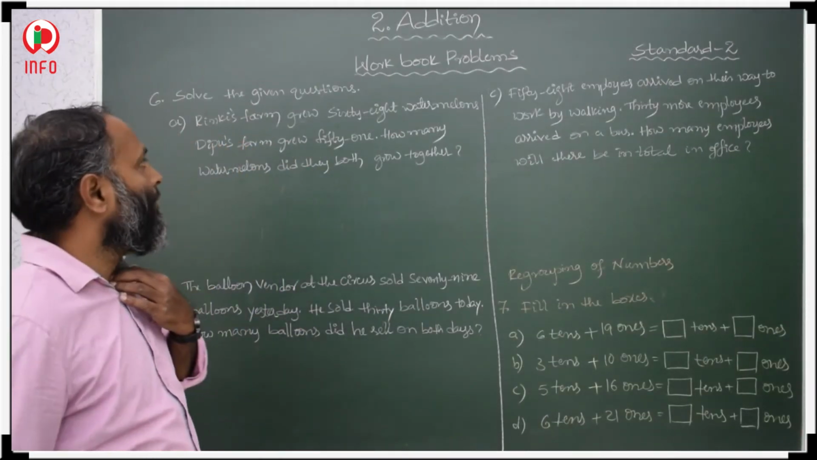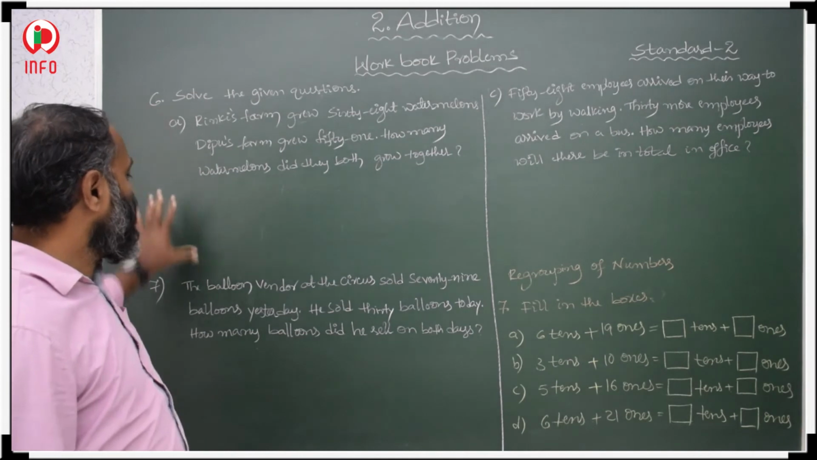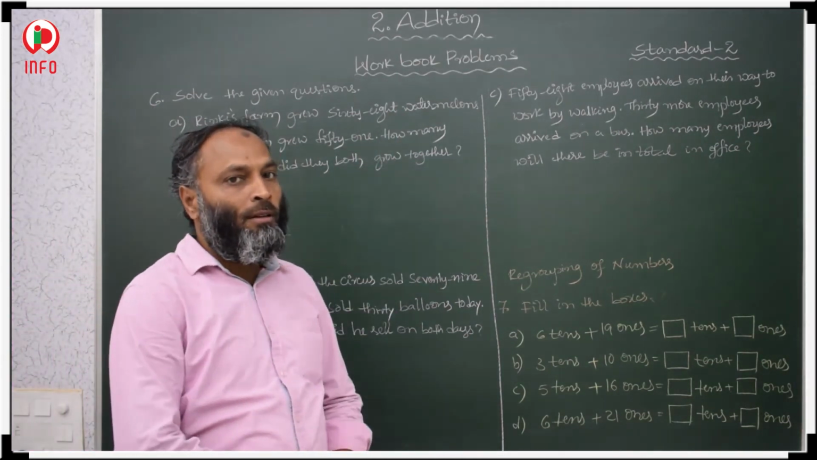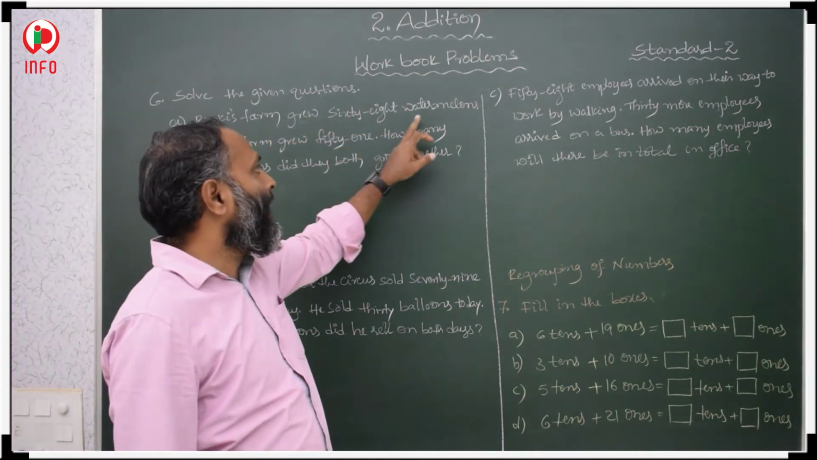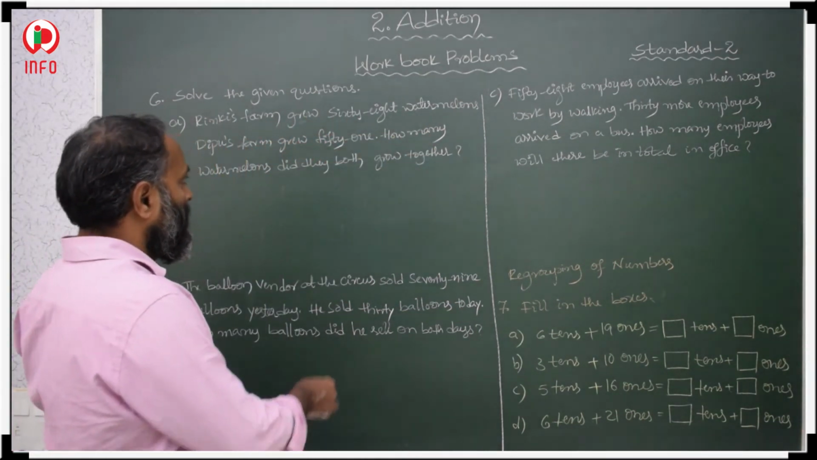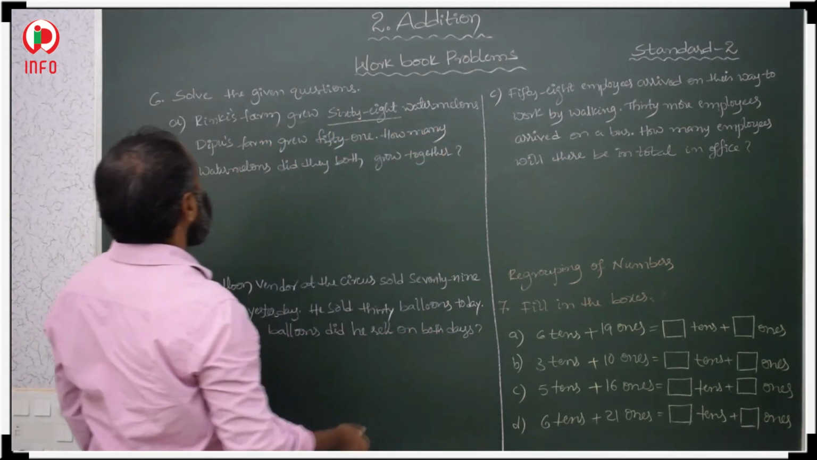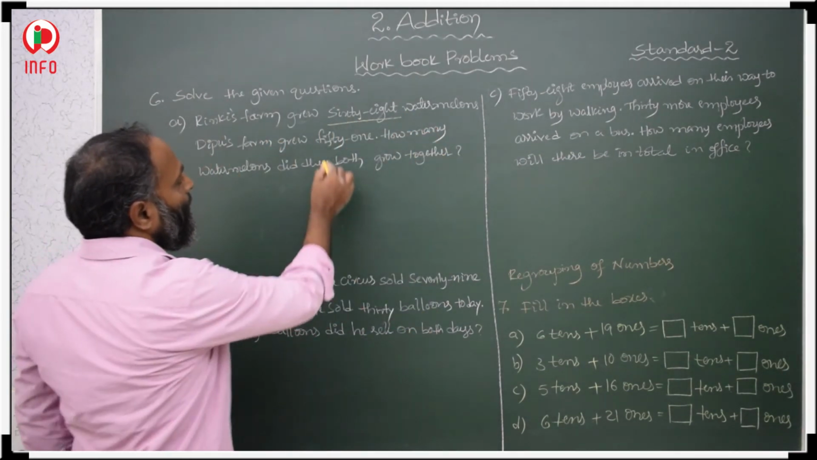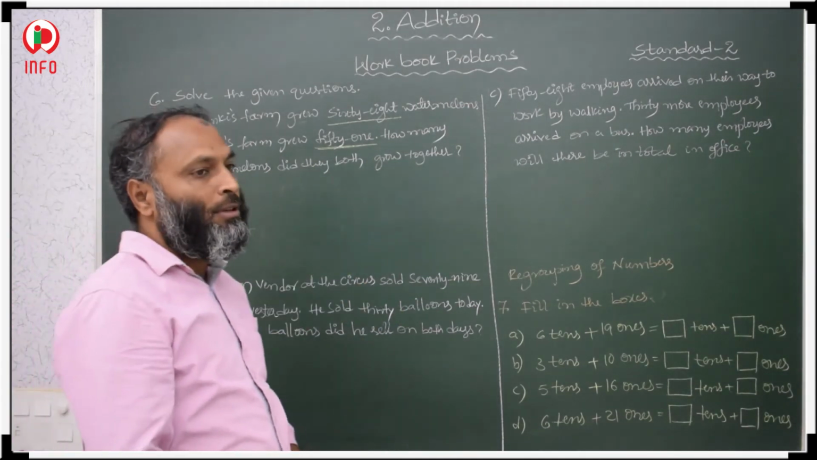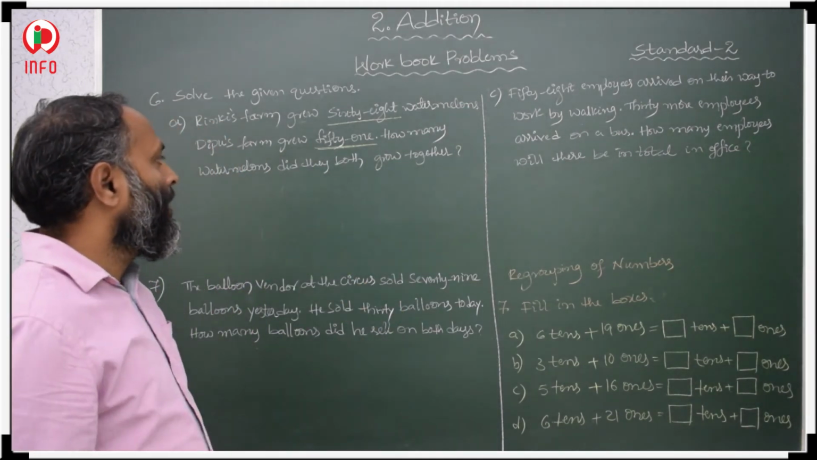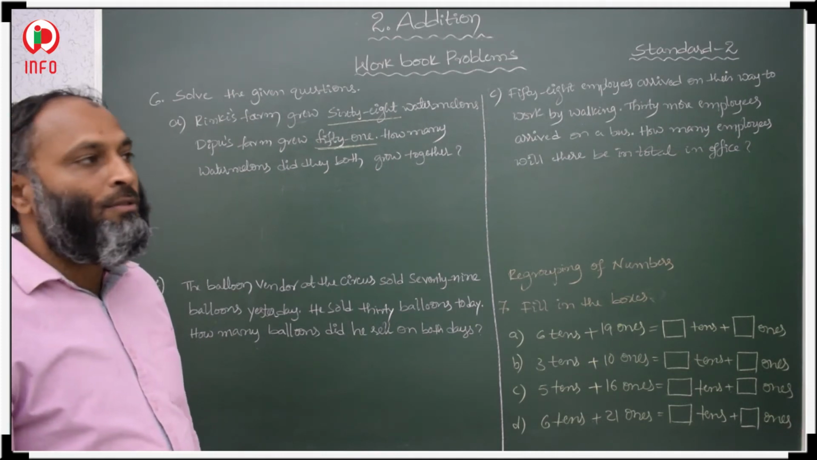Now students, what are the word problems? Here 1, 2, 3 problems are given. First we have to read out the question. Rinki's farm grew 68 watermelons. And Deepu's farm grew 51 watermelons. How many watermelons did they both grow together? So we have to find the total watermelons.